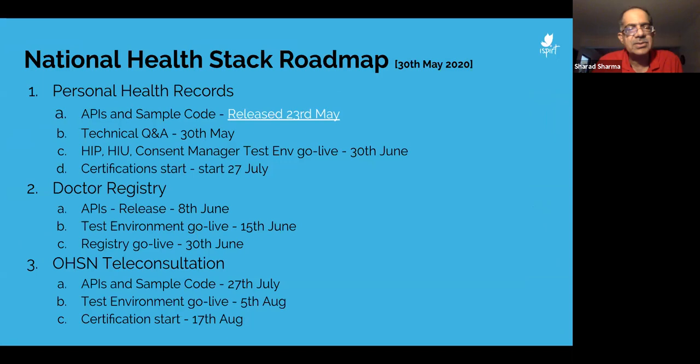The roadmap for this is here. We are sharing this with you now. As you know, the APIs and sample code for PHR was shared in the last Saturday session. You must have all seen that. We are doing a technical Q&A today. This is part of that discussion. We expect that the test environment for people who want to go live will become available on 30th June. So if you have started implementing either a health information provider, health information user, or a consent manager, you will be able to test it against a live environment on 30th June. Certifications will start in July, and after that, you can go live in the market.